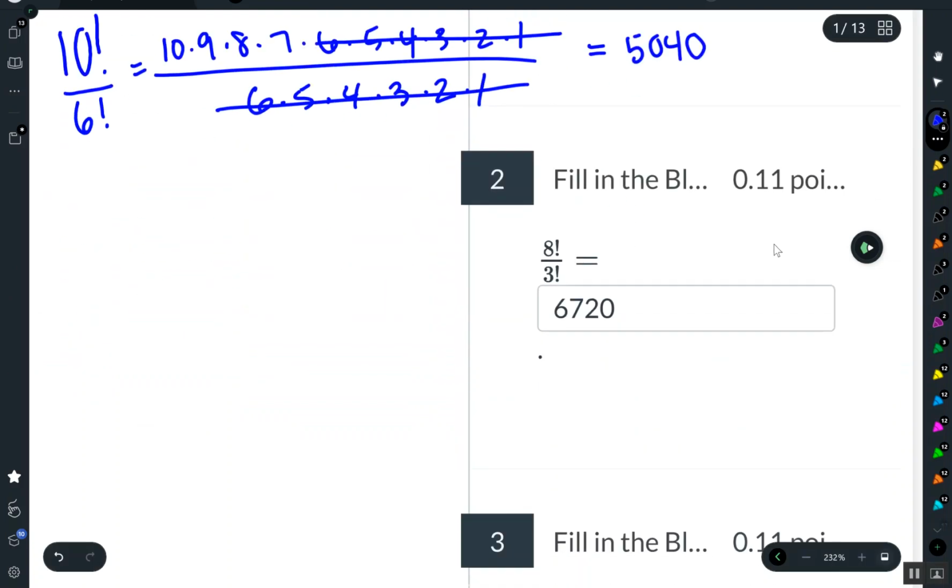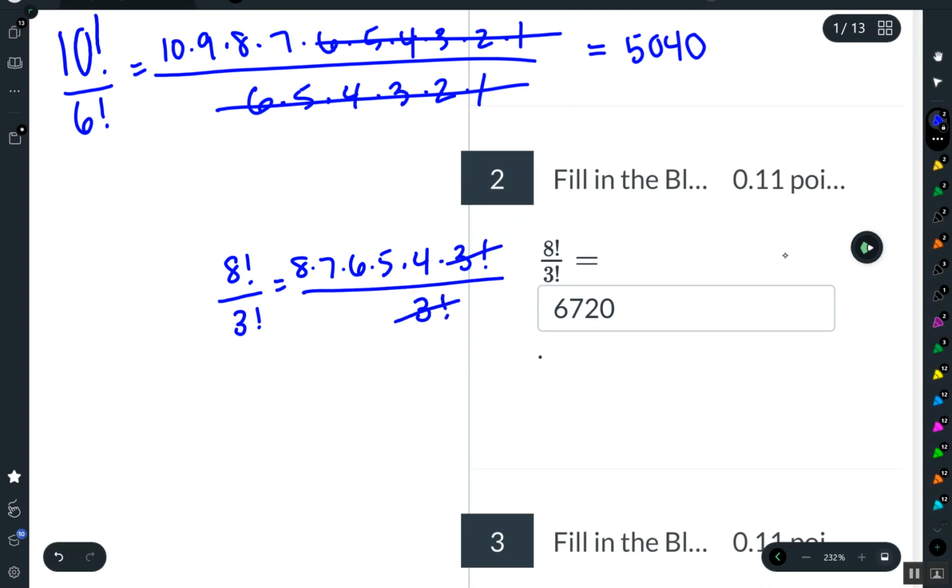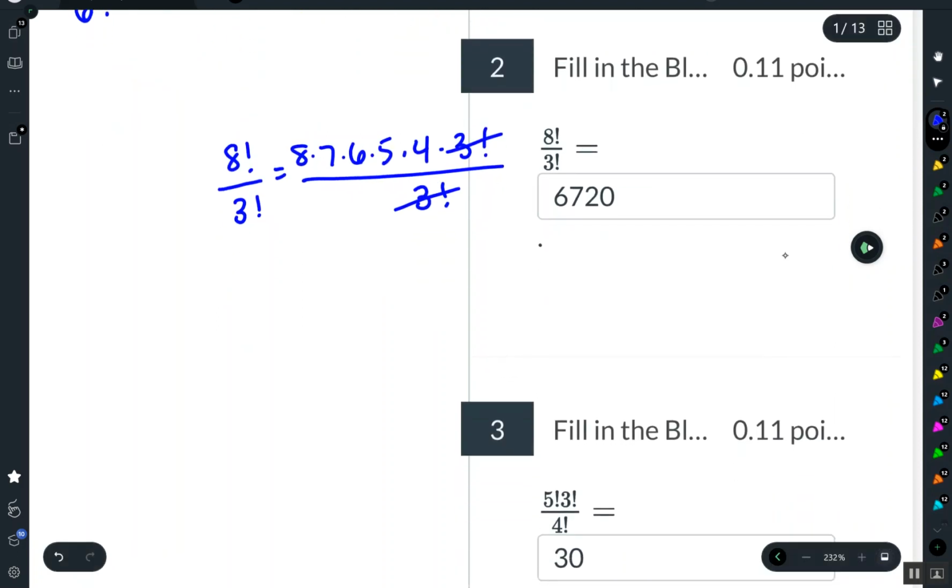Okay, 8 factorial divided by 3 factorial, if you do it by hand, the way that I would do it is I would do 8 times 7 times 6 times 5 times 4, and then I would stop and write the rest as 3 factorial because they're just going to cancel. And then I would multiply the remaining numbers and you get 6720.